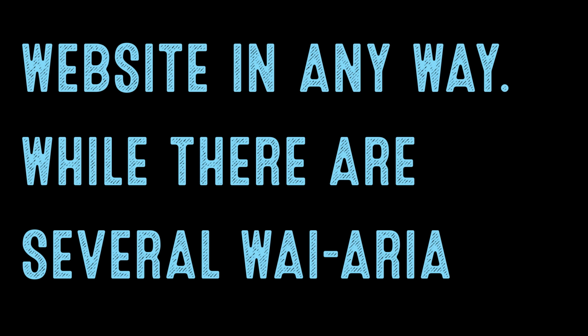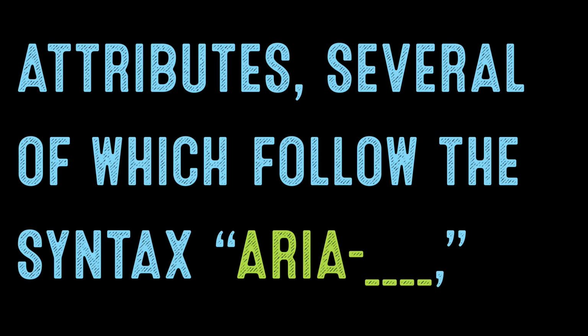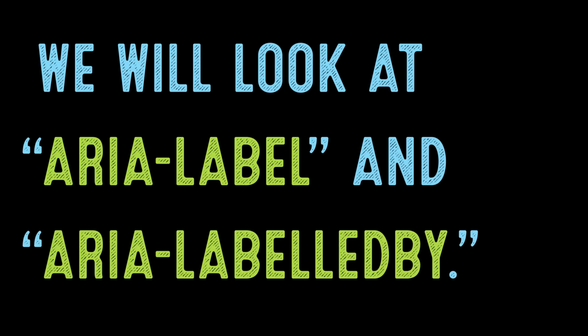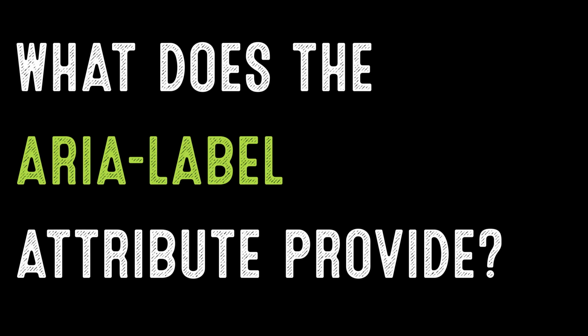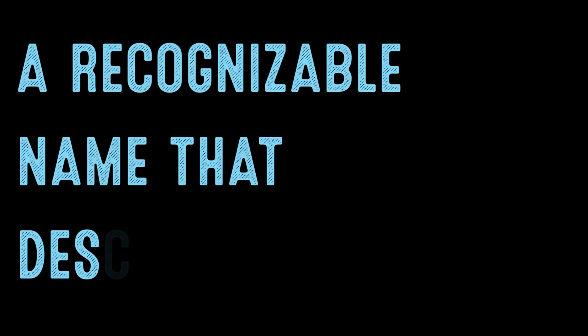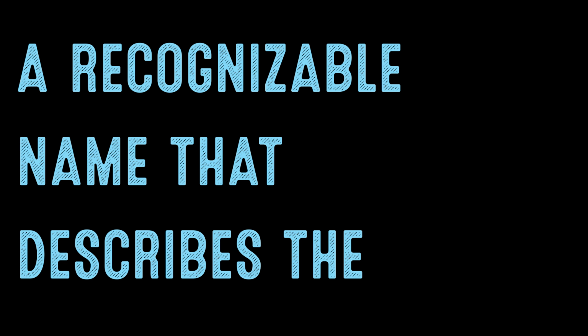While there are several WAI-ARIA attributes, several of which follow the syntax aria-*, we will look at aria-label and aria-labelledby. What does the aria-label attribute provide? The aria-label attribute provides a recognizable name that describes an object.